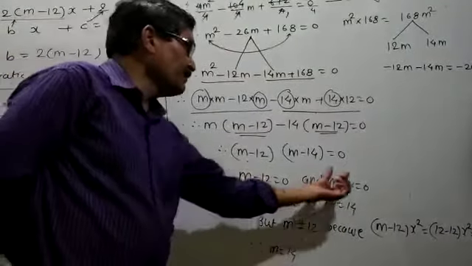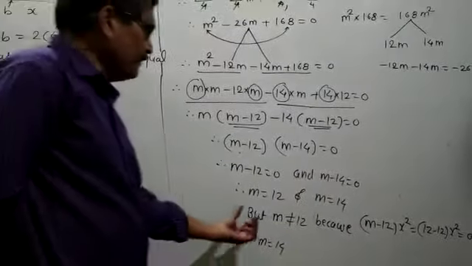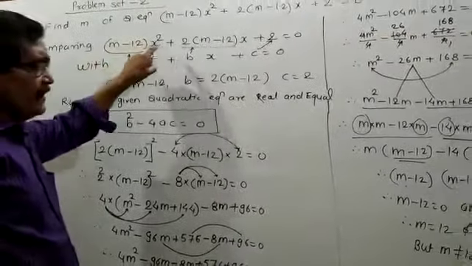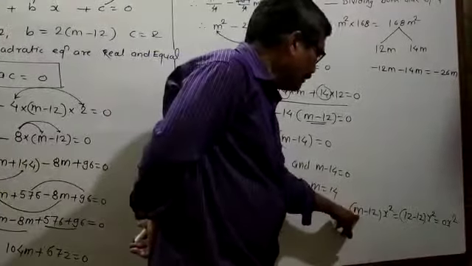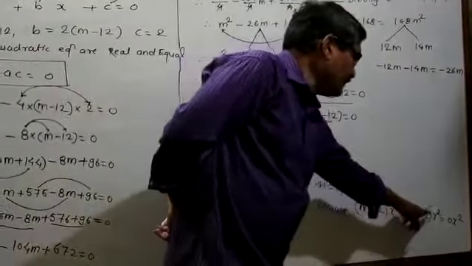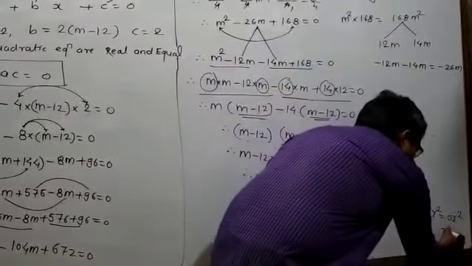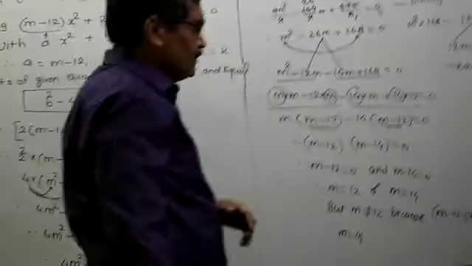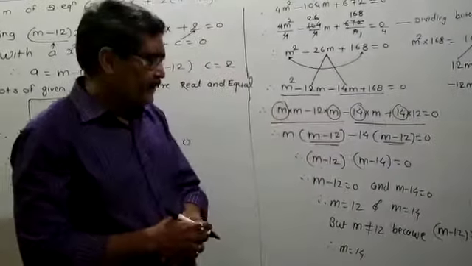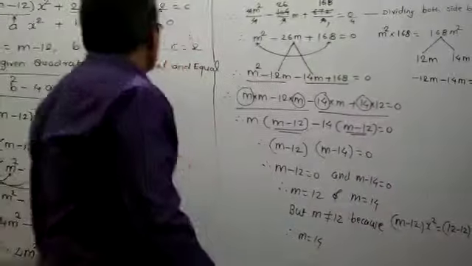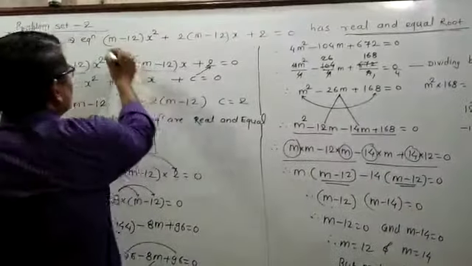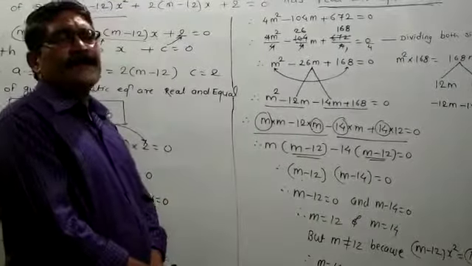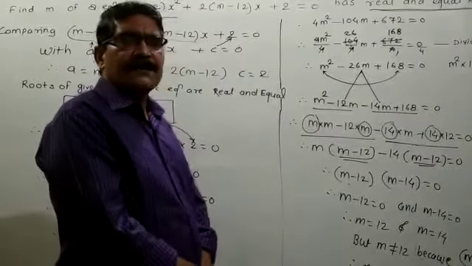The minus 12 becomes plus 12, and minus 14 becomes plus 14. But m is not equal to 12. Why is m not equal to 12? In the term (m minus 12)x square, if I put the value of m as 12, then 12 minus 12 is equal to 0, so 0 times x square is equal to 0. If the square term coefficient becomes 0, then that is not a quadratic equation. If we put m is equal to 12, the coefficient of the x square term becomes 0.